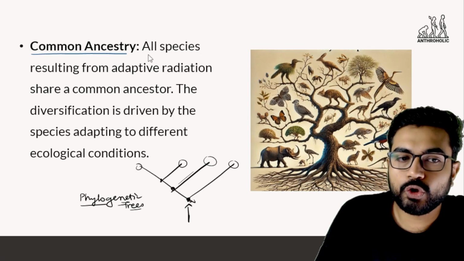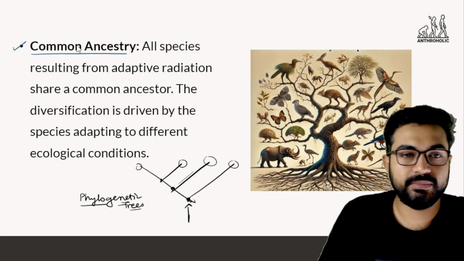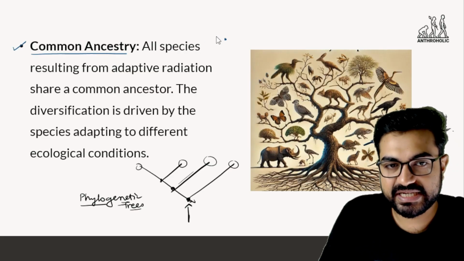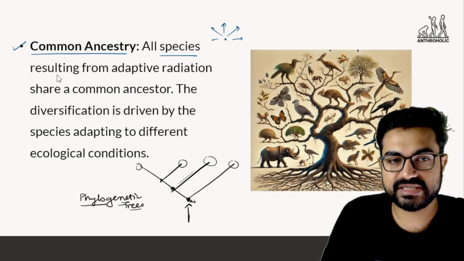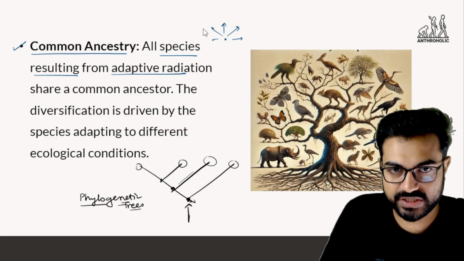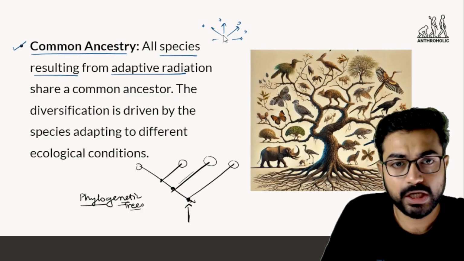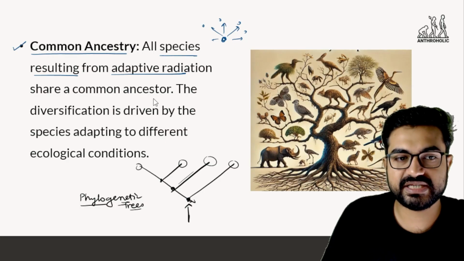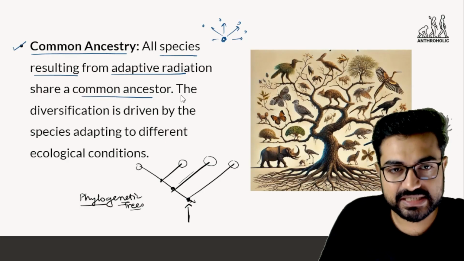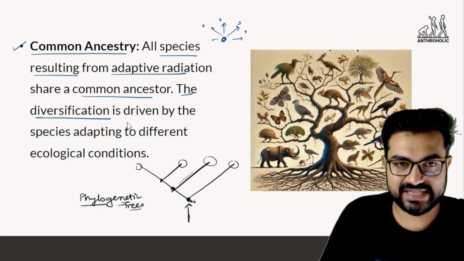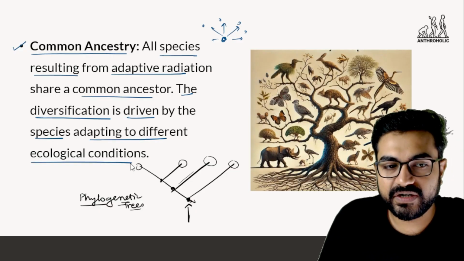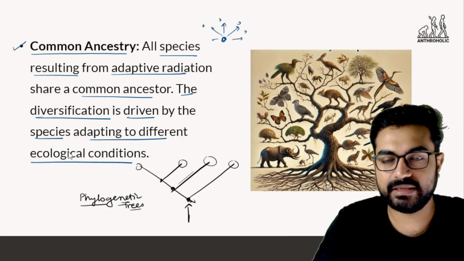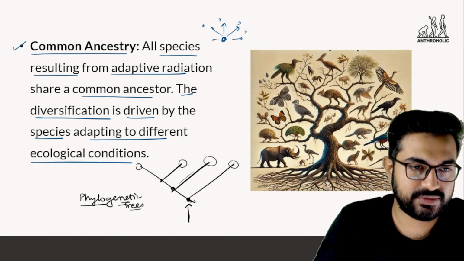So common ancestry is a factor here because we are talking about adaptive radiation. As we know, they radiated from a common ancestor. All species resulting from adaptive radiation, let's say species 1, species 2, species 3, all came from a common ancestor. They share a common ancestor, and the diversification that has happened is driven by the species adapting to different ecological conditions. That justifies the name again, adaptive radiation.